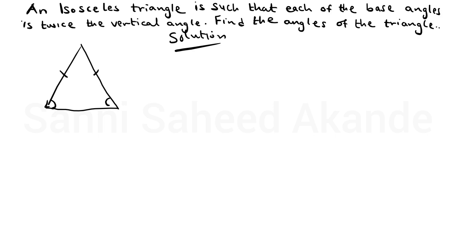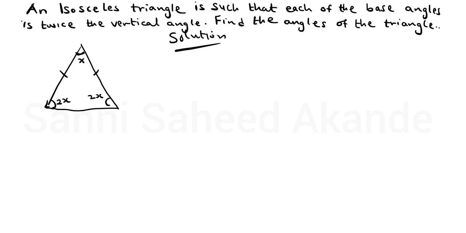If you read the question, it says this isosceles triangle is such that the base angles are twice the vertical angle. Now let me denote this vertical angle. This angle here is the vertical angle, so I'm going to denote it with x. They said the other two base angles are twice the vertical angle, that is 2 times x. So this angle here is 2x, and this angle here also is 2x. So the question now is to find the angles of the triangle.